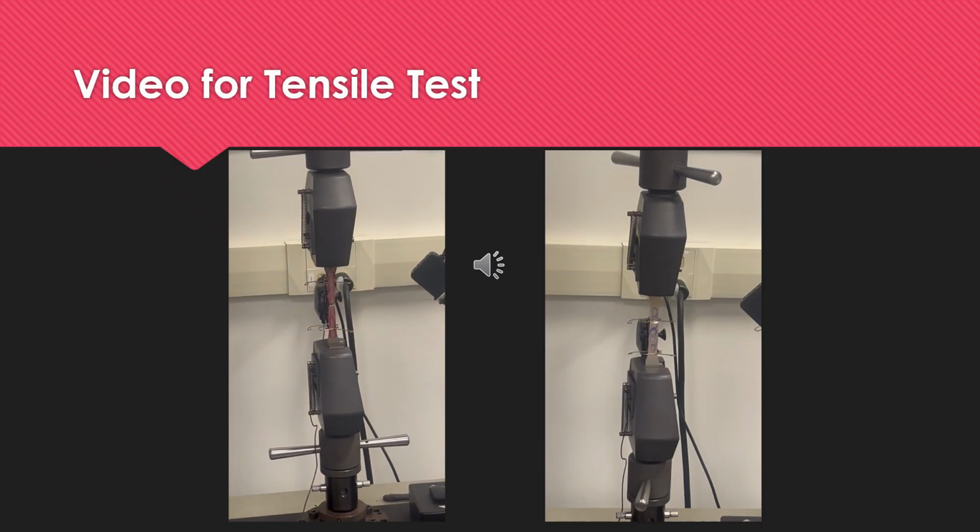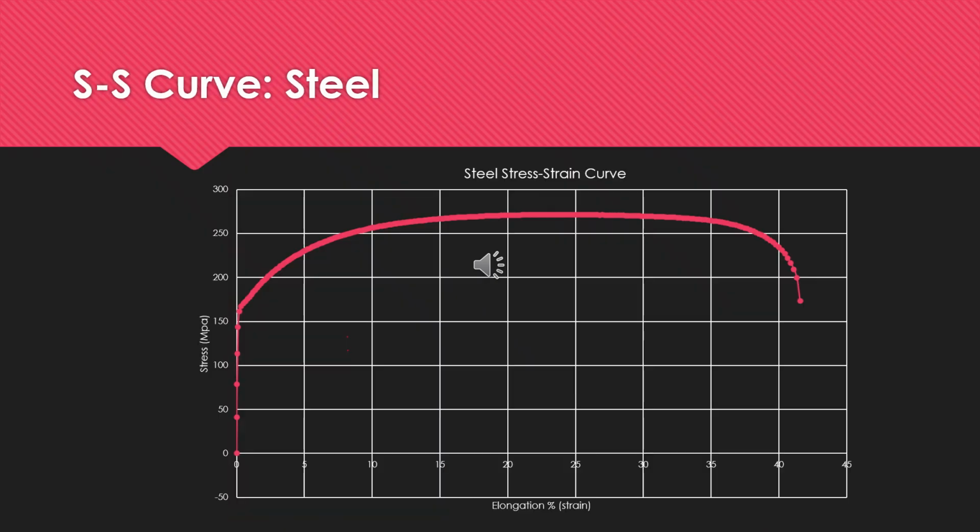These are the results of the steel specimen and the aluminum specimen. It was measured in terms of elongation percentage and stress in MPa. These are the results of the steel specimen we tested. It is measured in terms of elongation percentage and stress in MPa.